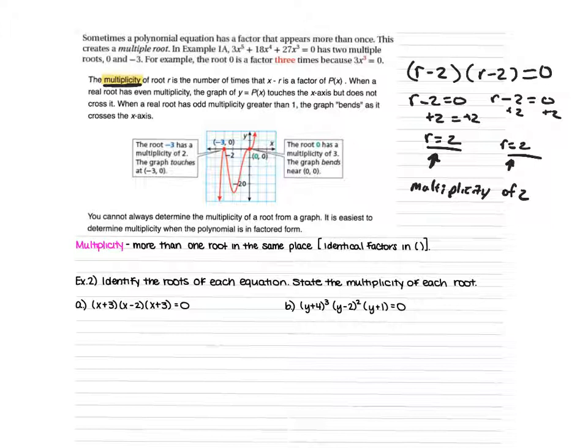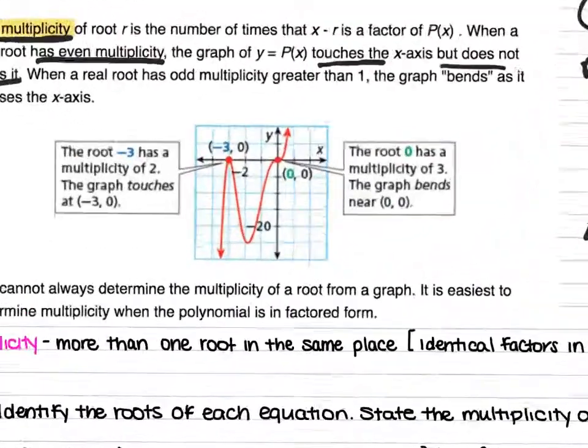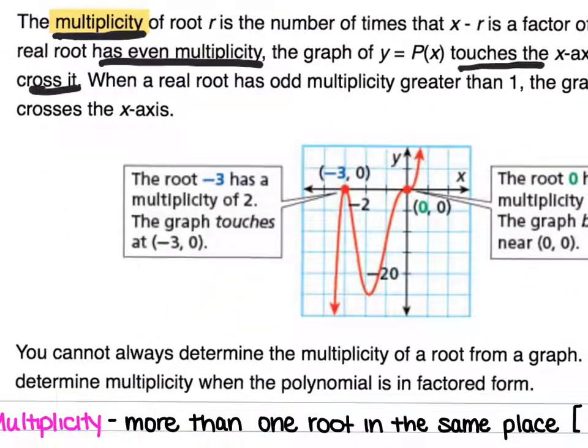And one of the things that we know about the multiplicity is that when something has an even multiplicity, like a multiplicity of 2, the graph will touch the x-axis, but it won't cross it. So for example, if -3 is one of the answers and it has a multiplicity of 2, just like our example had 2, it's going to come up to that point and touch it, but it's not going to cross it.